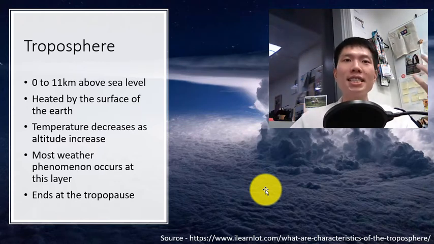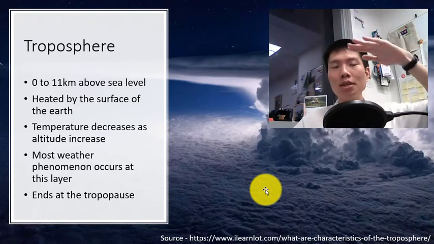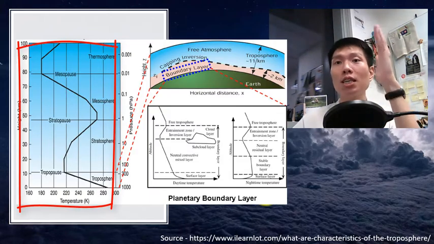The troposphere ends high up, and then there is a region of stable low temperature known as the tropopause, right? Remember, the part where the temperature remains constant, and above the tropopause is your stratosphere.